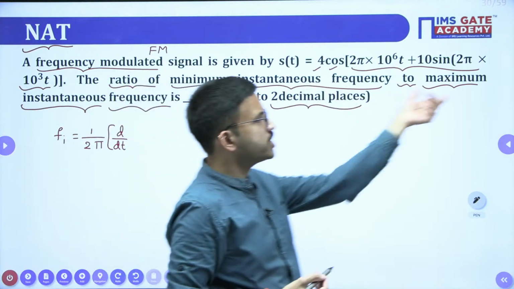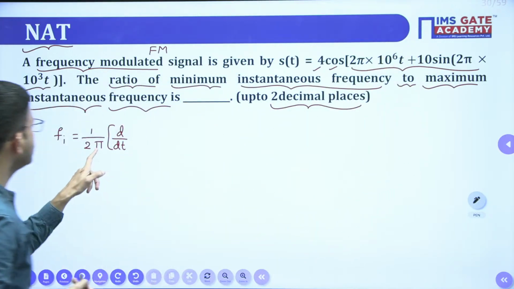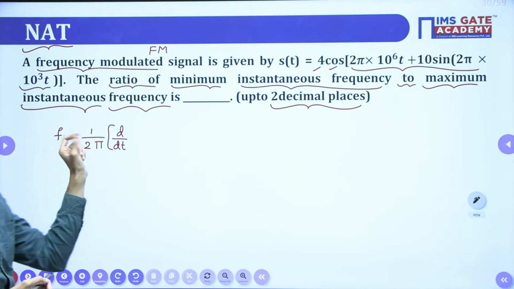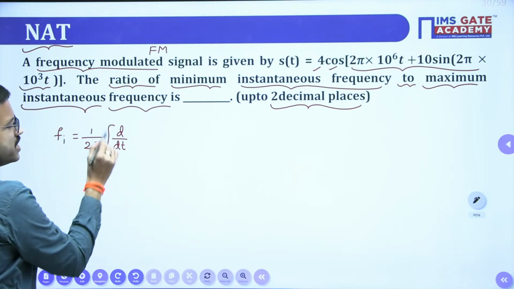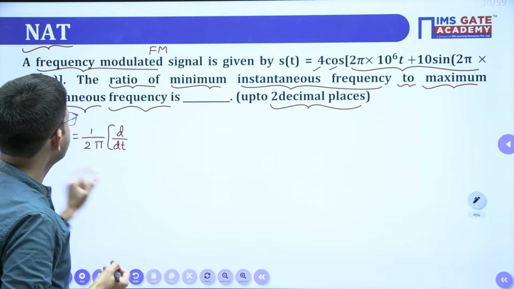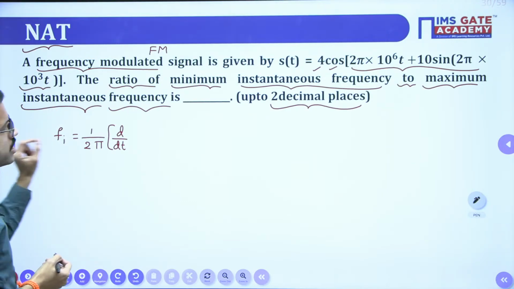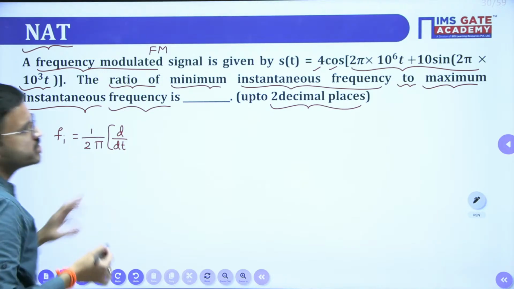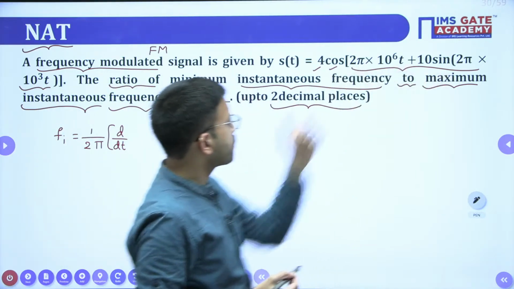Derivative of this entire quantity. In general, if you bring this 2 pi to the left hand side, 2 pi f will become omega. Omega is nothing but d theta by dt. So here we want instantaneous frequency, that means in terms of hertz. So Fi equals 1 by 2 pi into the derivative of this entire quantity.